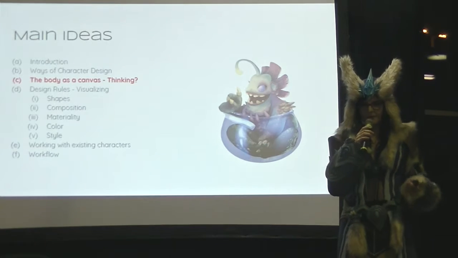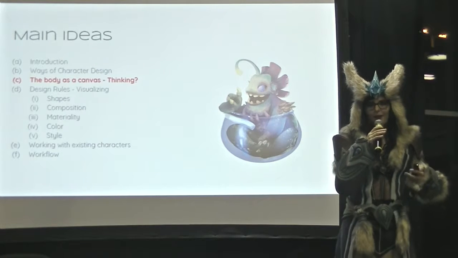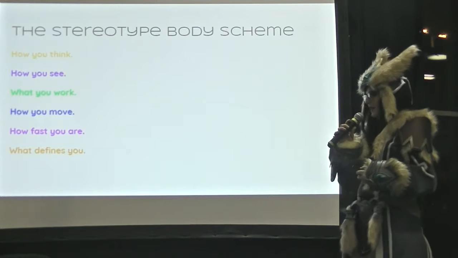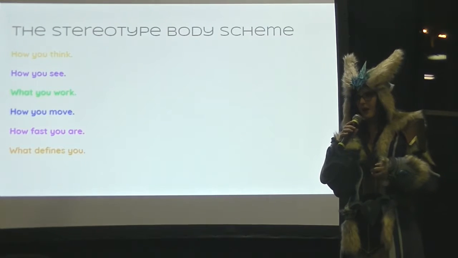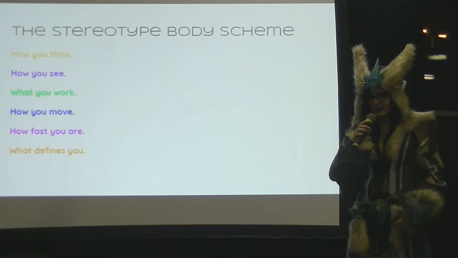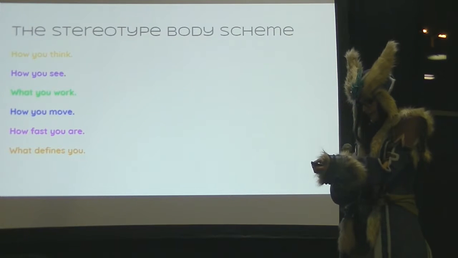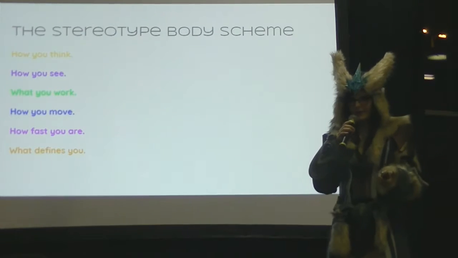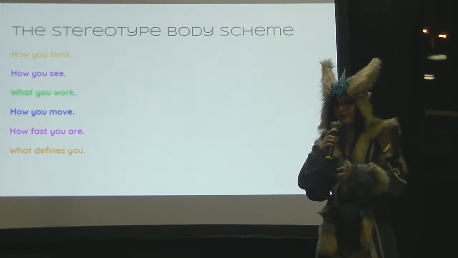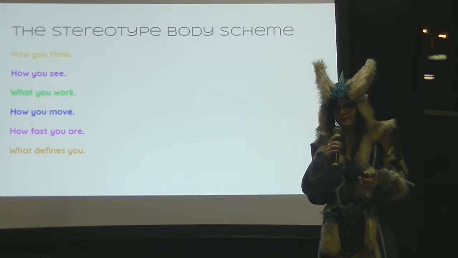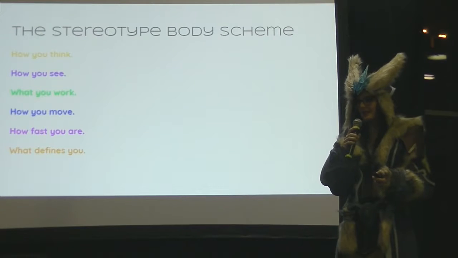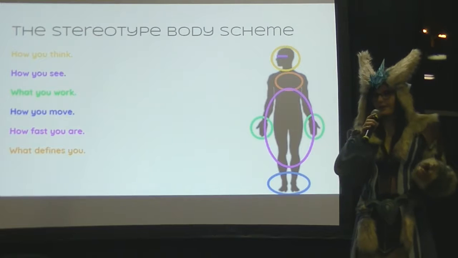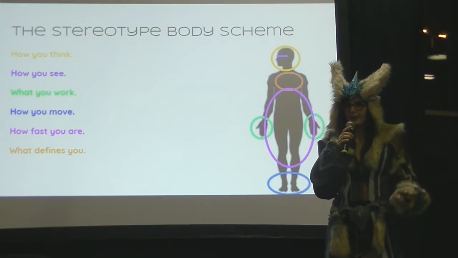So when we have our body as a canvas, what do I mean by this? I put together this stereotype of a body scheme for character design, because our body parts represent different things we do or think. It is something that is very simple, but basically whatever is on your head can show how a character is thinking.